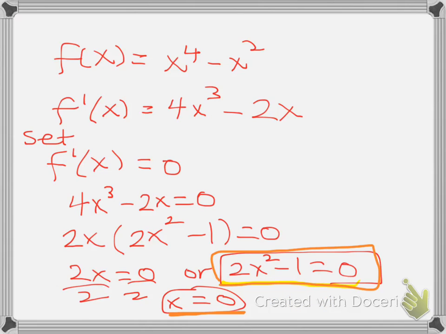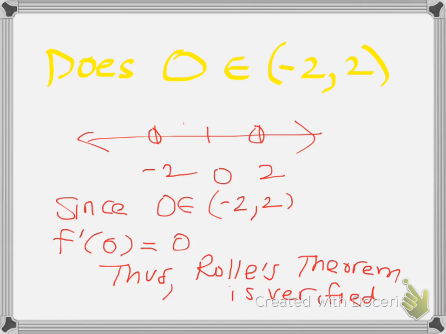I want to emphasize, you have to make sure that there exists a number in that interval such that f prime of that number equals 0. And once you do that, then you have verified Rolle's theorem.